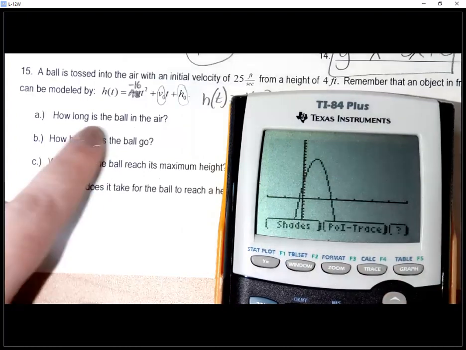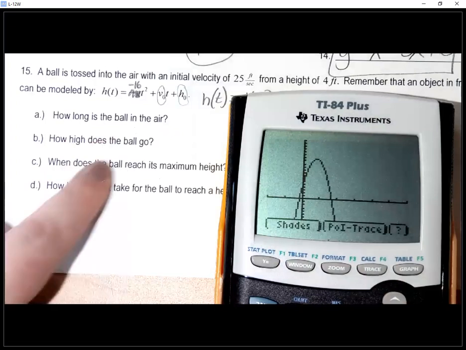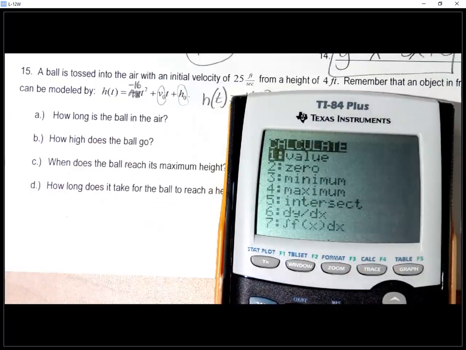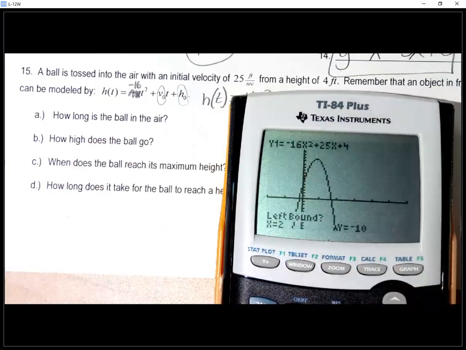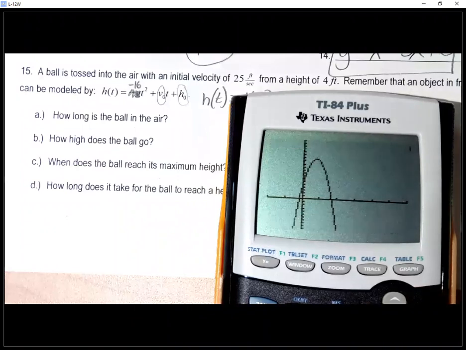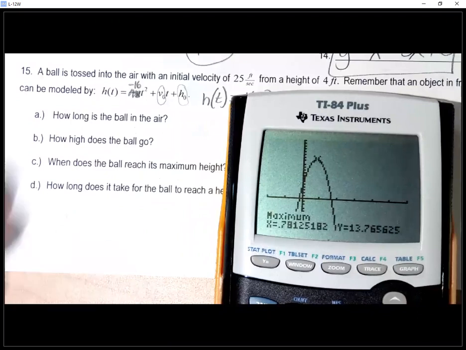So what do you want to find first? Let me find the vertex and then you tell me what questions that answers. Second calc, maximum. Got the blinky guy. Make sure he's to the left of the vertex. Hit enter. Make sure he's to the right of the vertex. Hit enter. Hit enter one more time. All right, so I have these numbers down here. What questions are they answering? In other words, what question will have the answer of 0.78? Is it A, B, C, or D?